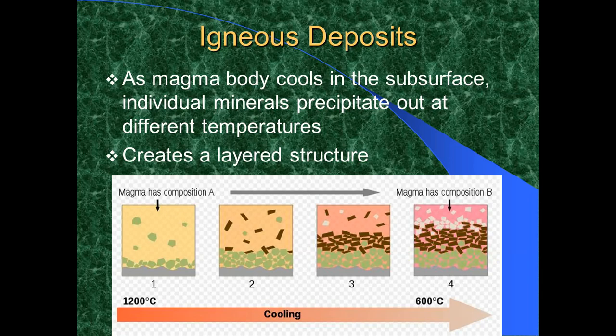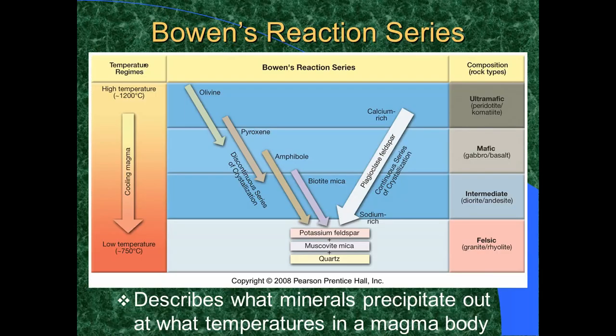Now, what minerals precipitate out at what temperature is defined in geology by something called the Bowen's reaction series. So this tells us exactly what minerals will precipitate out. So here we have the high temperatures up here. So olivine is one of the first minerals that will precipitate out. Then we'll get our pyroxenes, our amphiboles. These are all silicate minerals. And then our biotite, our micas. So on this side, these are all the silicate minerals that precipitate out.